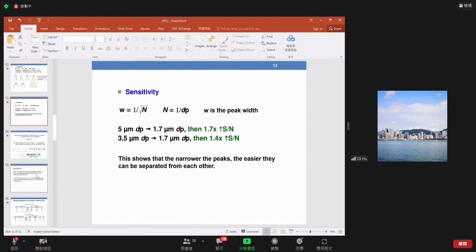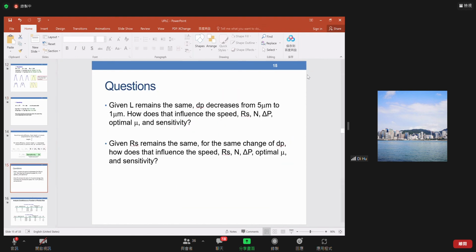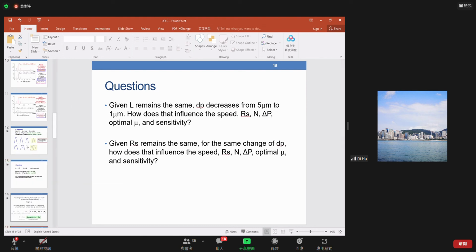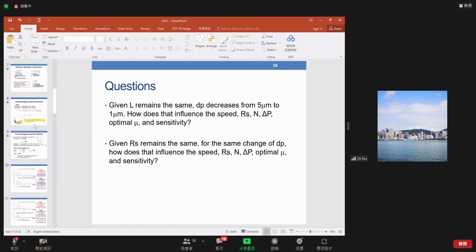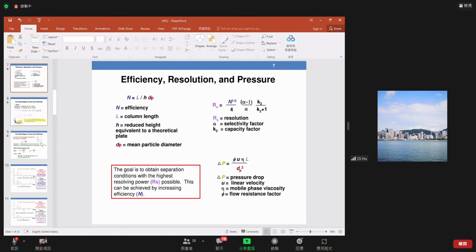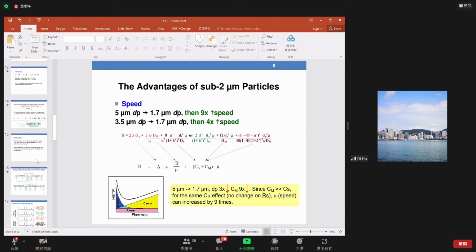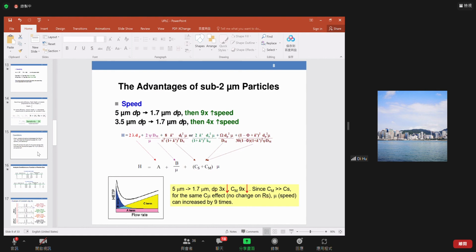That's it. Okay, I think that's all we have. Let me think. Probably I'll quickly go through. For UPLC, you already know the key points, right? So we go through everything together. The key point is you really have to know how that influences.